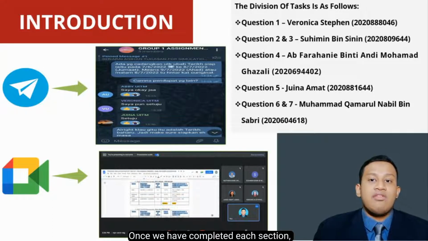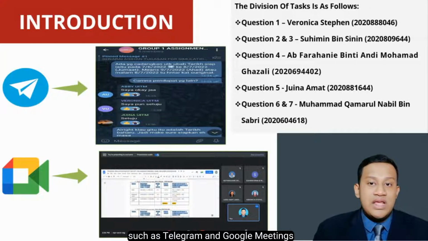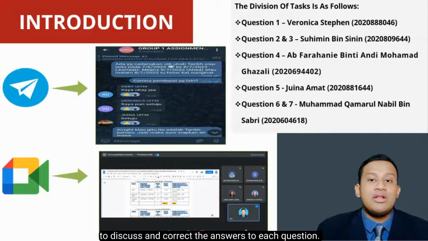Once we have completed each session, we will use online application platforms such as Telegram and Google Meet to discuss and correct the answer to each question.